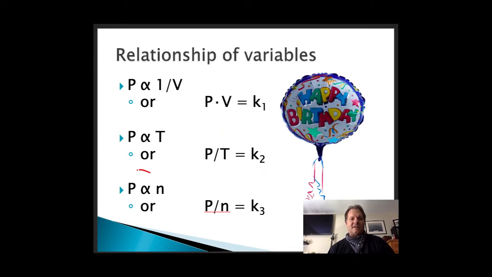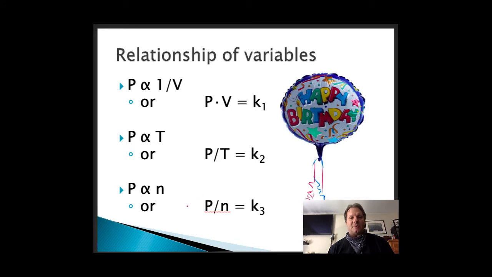The last relationship just says that the pressure is proportional to the number of moles of gas that are present. So the more gas I have inside a system, the greater the pressure is going to be. Why? There's more particles bouncing around. They're hitting the surface more often, therefore the pressure would go up.